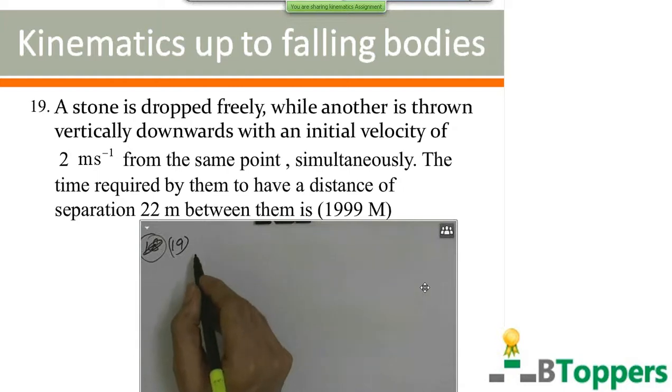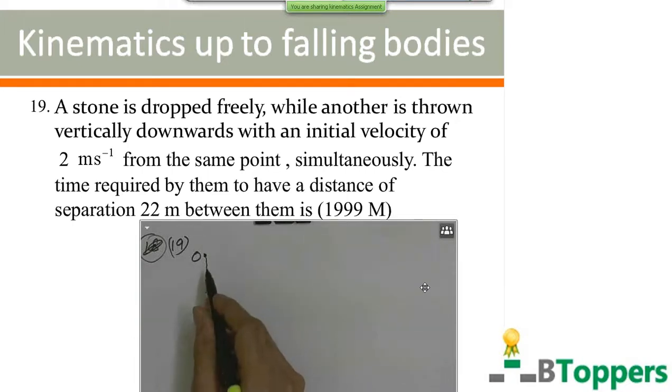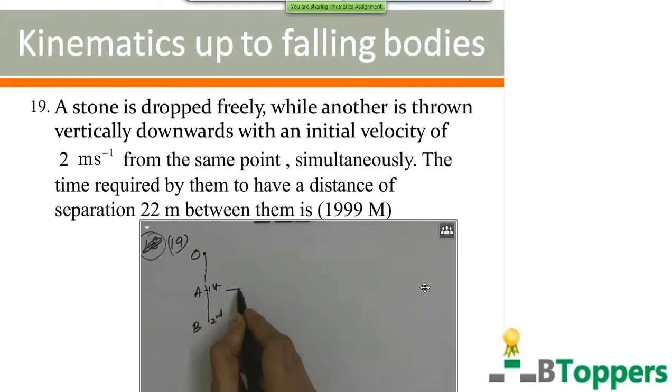So both the stones start from the same point O. One is dropped from the point O, that means the first one falls freely under gravity with zero initial velocity. The second one is thrown downward with an initial velocity of 2 meters per second. Therefore, in a given time t, the second one will travel more distance compared to the first one.